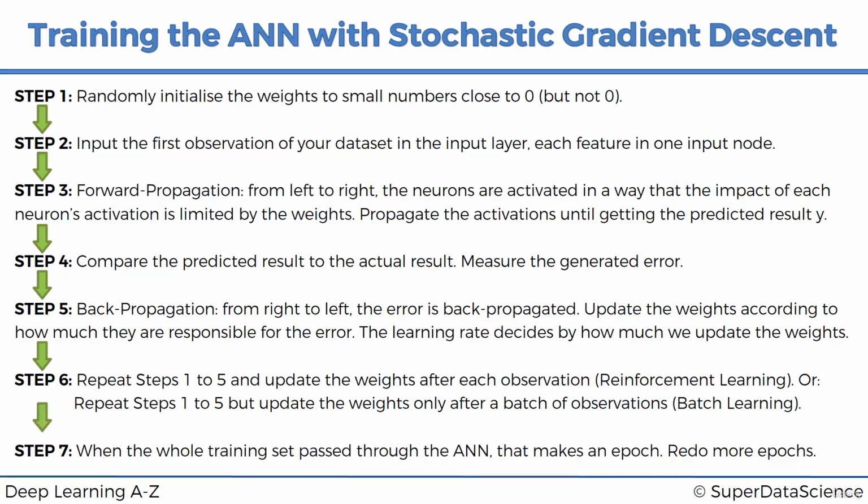And step 7, when the whole training set passed through the artificial neural network, that makes an epoch. Redo more epochs. So basically you just keep doing that and doing that until your neural network trains better and better and constantly adjusts itself as you minimize the cost function. So there we go. Those are the steps you need to take to build your artificial neural networks and train it. And these are the steps that you will be taking together with Hadelin in the practical tutorials.